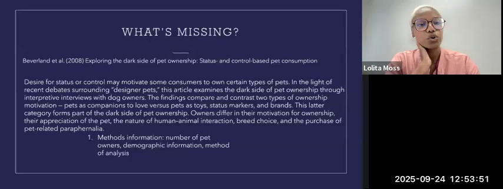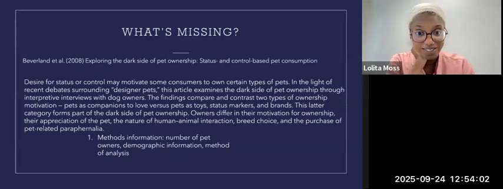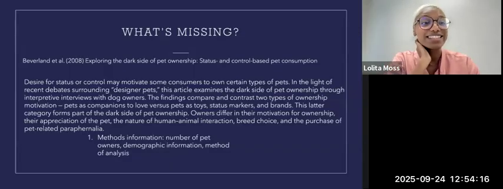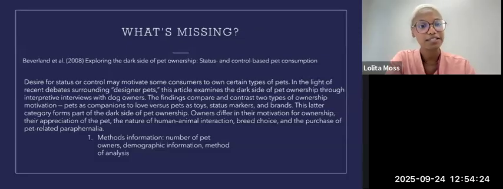Desire for status or control may motivate some consumers to own certain types of pets. In light of the recent debates surrounding designer pets, this article examines the dark side of pet ownership through interpretive interviews with dog owners. The findings compare and contrast two types of ownership motivation: pets as companions to love versus pets as toys, status markers, and brands. This latter category forms part of the dark side of pet ownership. Owners differ in their motivation for ownership, their appreciation of the pet, the nature of human-animal interaction, breed choice, and the purchase of pet-related paraphernalia.